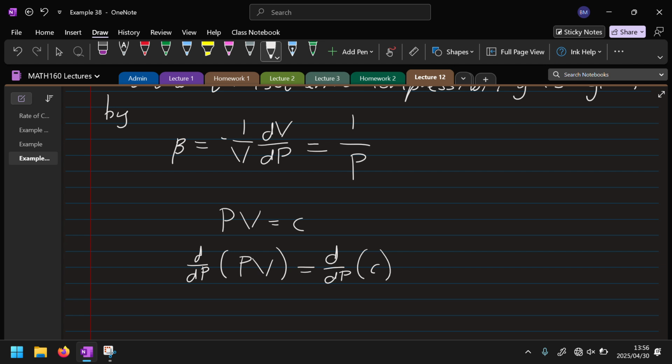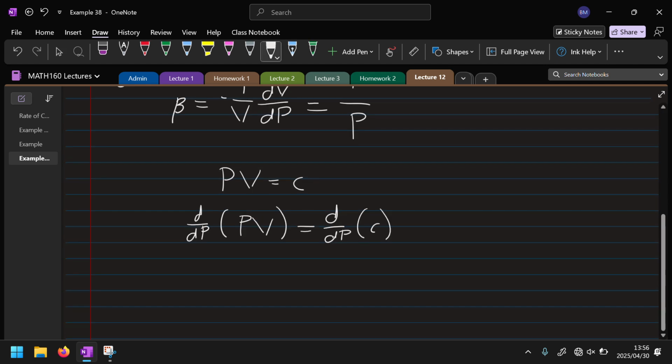Okay, so we've got the derivative of a product. We have to do the product rule. So the derivative of P with respect to P, that's just going to be a 1. So there'll be 1 times V plus P. Okay, leave the first one alone. Derivative of the second, that's going to be dV by dP. And then the derivative of a constant, that's going to be 0.